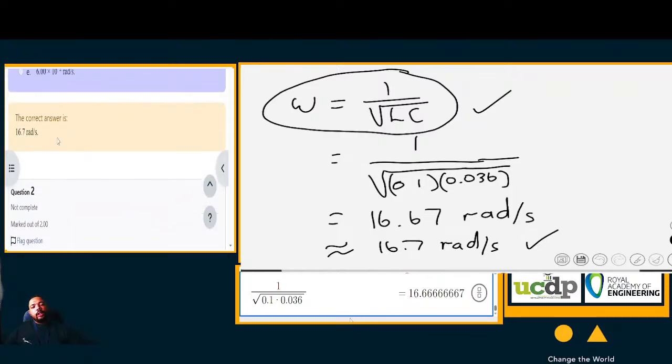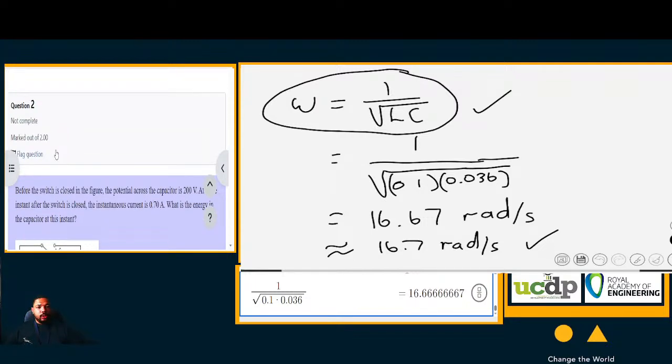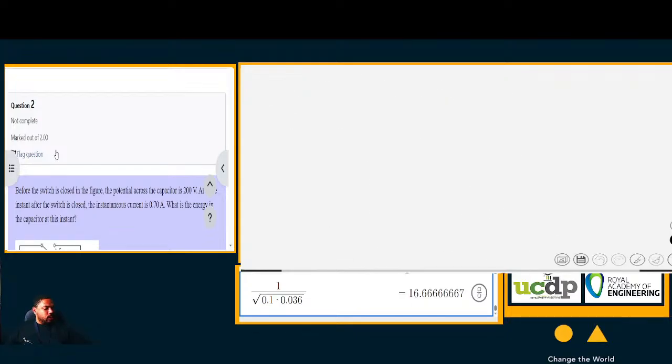There it says that the correct answer is indeed 16.7 radians per second. Now here we have an actual switch. Okay, it's question number 2. Don't worry about the question numbering, it is there for me to keep track of it.